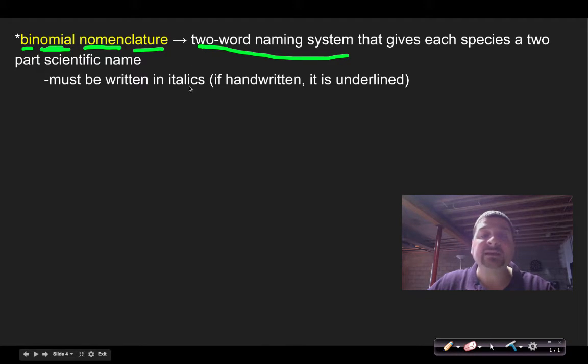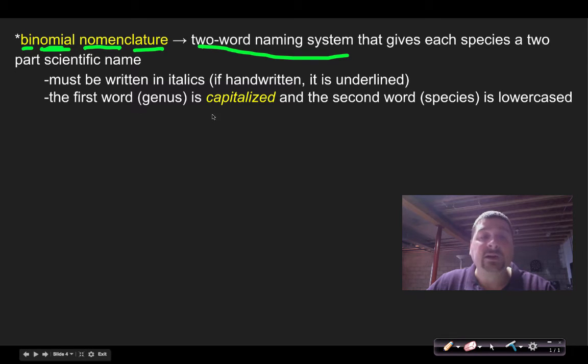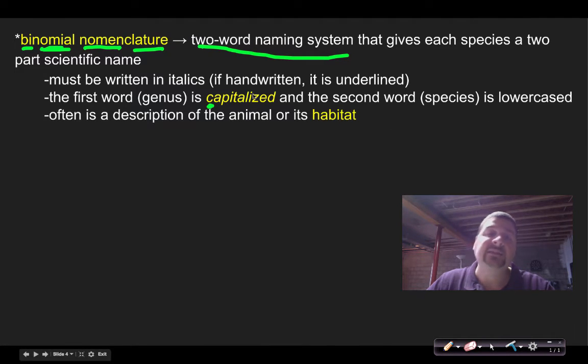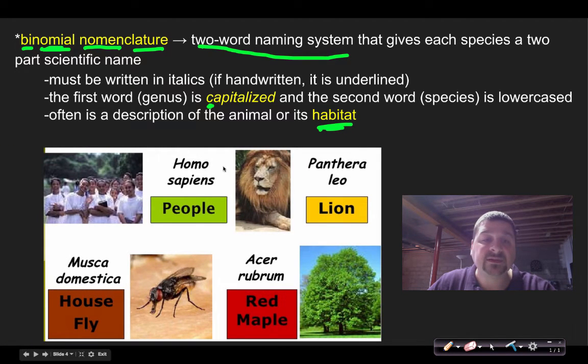The two words must be written in italics. Now if you handwrite it, like on a handwritten report, then we underline it, because it's hard to do italics unless you've got a really shaky hand. The first word, the genus name, is always capitalized, and then the second word, the species name, is usually lowercase. The scientific name we give the organism is often a description of that animal or its habitat. Some examples: Homo sapiens, that's us. Homo is the genus name, sapiens is the species name. Notice it's in italics. We capitalize the genus name, lowercase for the species name.